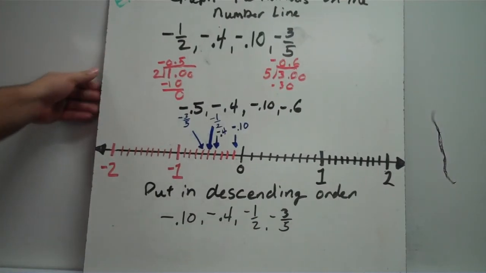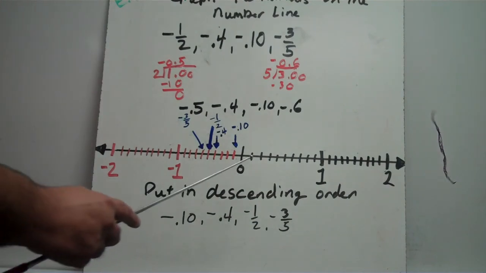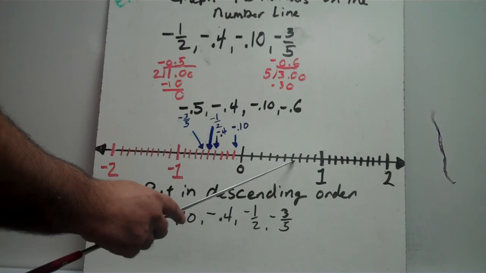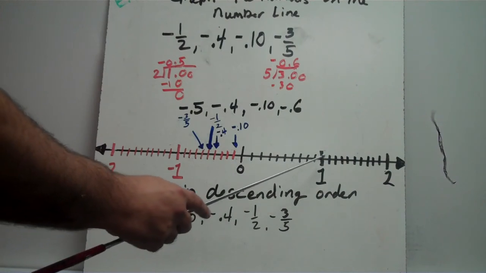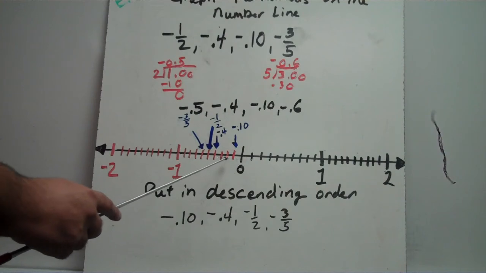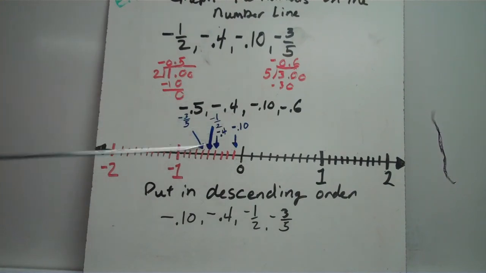Sometimes when we're asked to graph these numbers on the number line, on this number line I have it broken into tenths, so this is 1/10, 2/10, 3/10, 4/10, 5/10, 6/10, 7/10, 8/10, 9/10, and then 1 whole. And then on this side it's negative 1/10, negative 2/10, negative 3/10, negative 4/10, negative 5/10, negative 6/10, negative 7/10, negative 8/10, negative 9/10, and then negative 1.